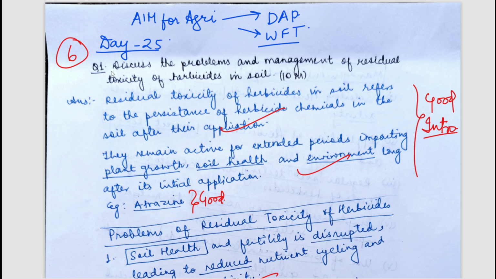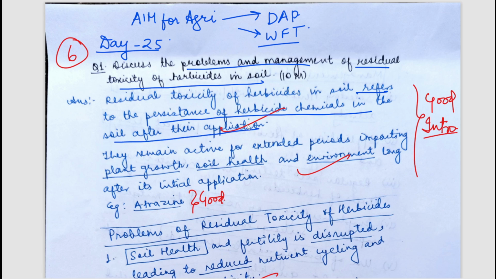So let's start. The first question asked is, discuss the problems and management of residual toxicity of herbicides in soil. So what is residual toxicity? It refers to the persistence of herbicide chemicals in the soil after their application. These are the toxic residues of pesticides that persist in the soil after their application, and this is generally happening due to high use of herbicides.